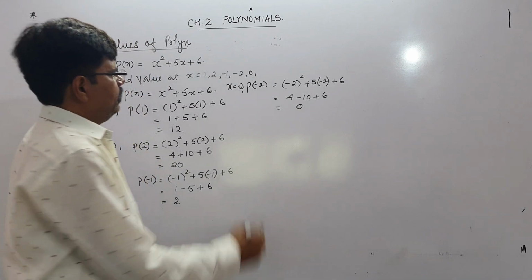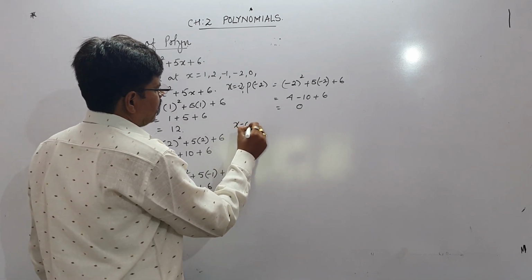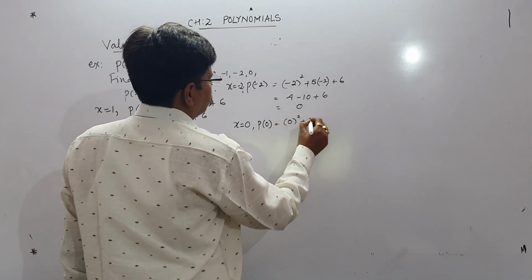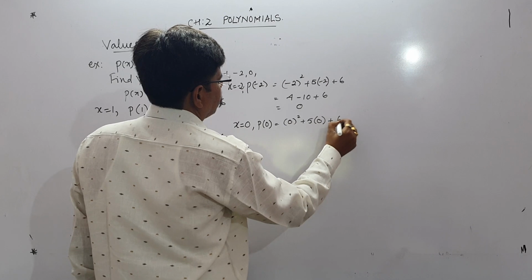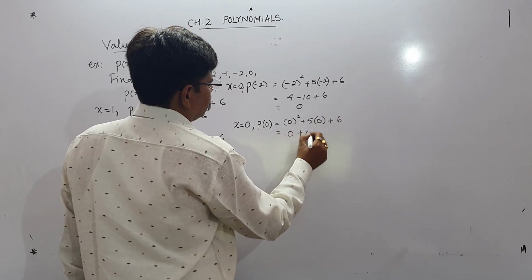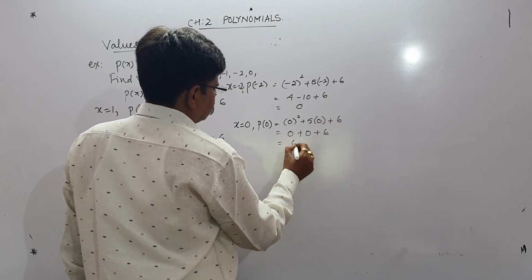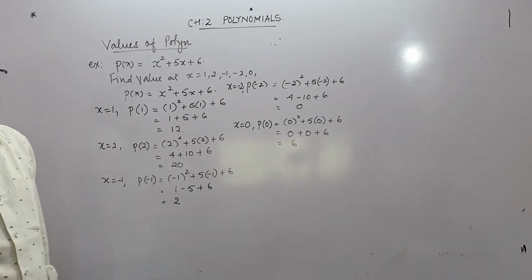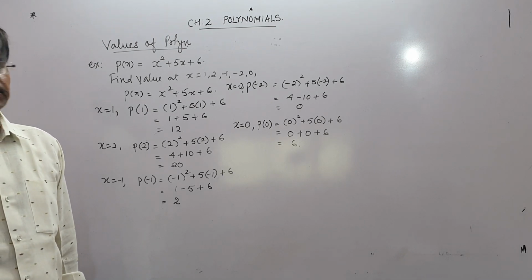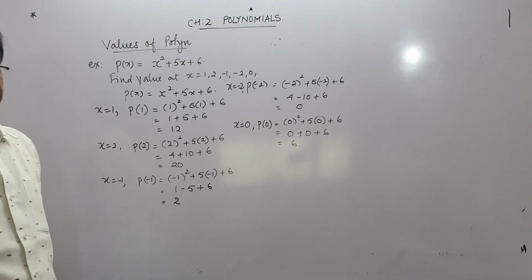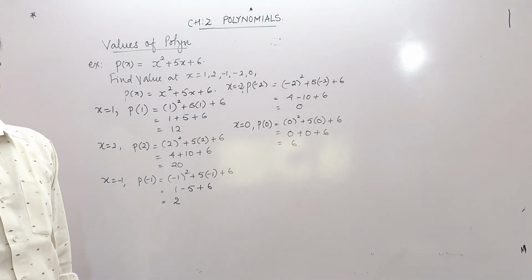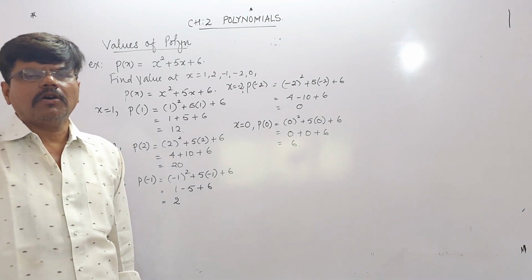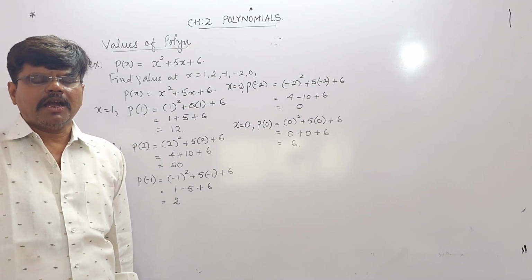P of x at 0: P of 0 is 0 the whole square plus 5 into 0 plus 6, which is 0 plus 0 plus 6. The answer is 6. This is how we can find out different values at different values of x for a given polynomial.